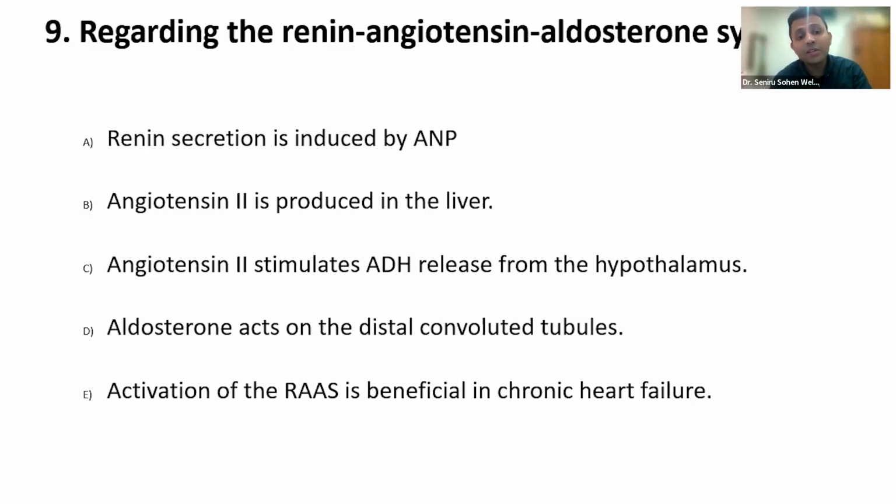And angiotensin 2 stimulates the ADH release from the hypothalamus. Yes, in addition to what we discussed, because angiotensin 2 via aldosterone stimulates sodium reabsorption, and so the water component also has to get reabsorbed. And after that, ADH will stimulate the water reabsorption along with the sodium reabsorption. So this is true. Aldosterone acts on the distal convoluted tubules.